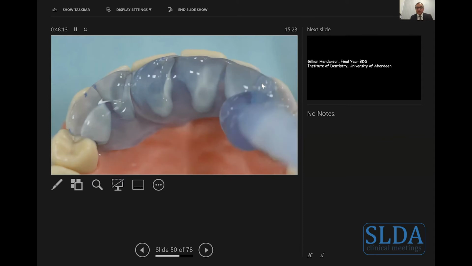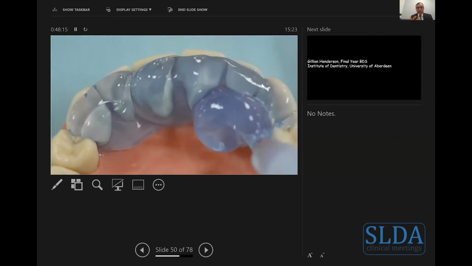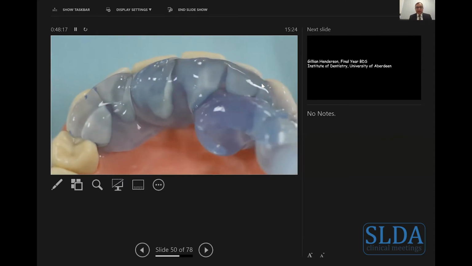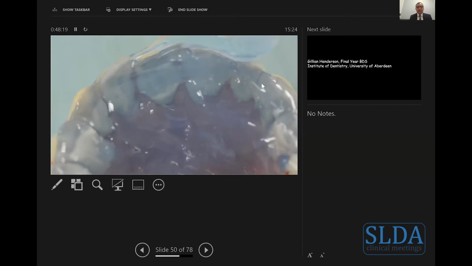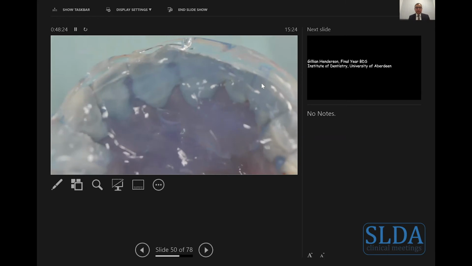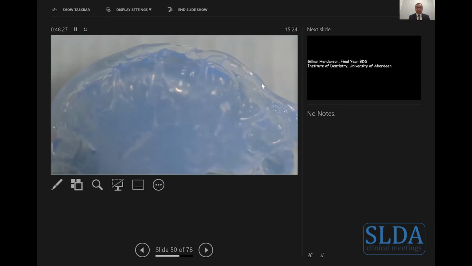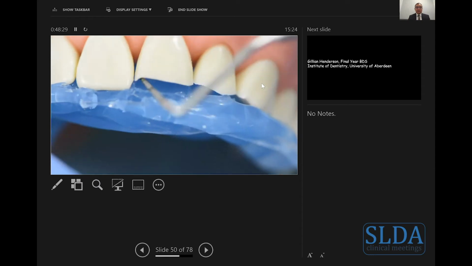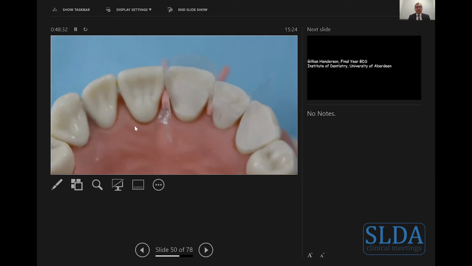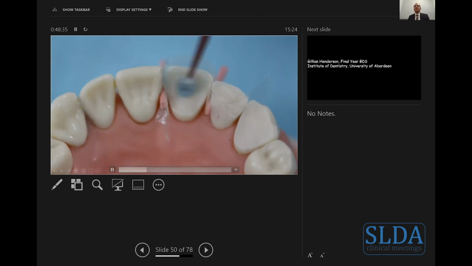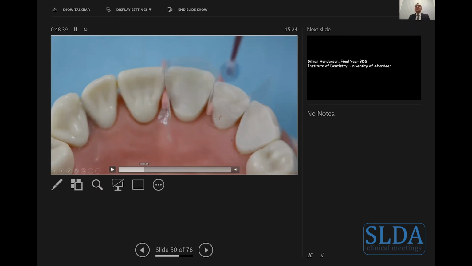using a transparent material, silicone material. We use Memosil, a silicone impression material of adequate thickness so that it's not too flexible. It can be made freehand, or it can be loaded in a tray and put against the diagnostic wax-up tooth. I cannot seem to go back. Oh yeah, I can actually. Let me just go back and show you there.